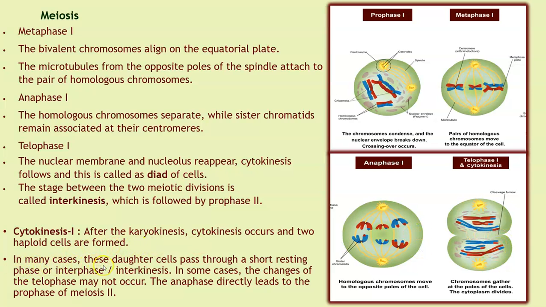In many cases, these daughter cells pass through a short resting phase or interphase, which is also called interkinesis. In some cases, the changes of telophase may not occur, that is, the telophasic changes do not occur, and the anaphase directly leads to prophase of meiosis 2. So in some cases these steps are skipped and prophase 2 occurs directly, that is, it begins the stages of meiosis 2.